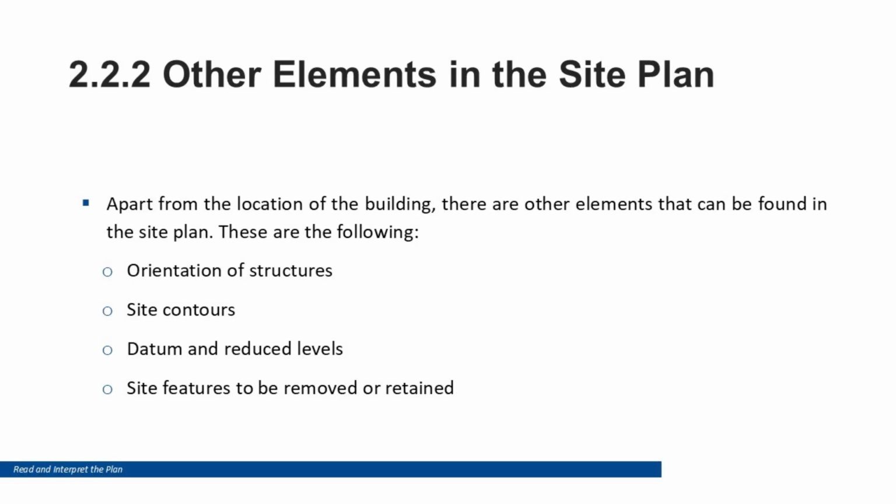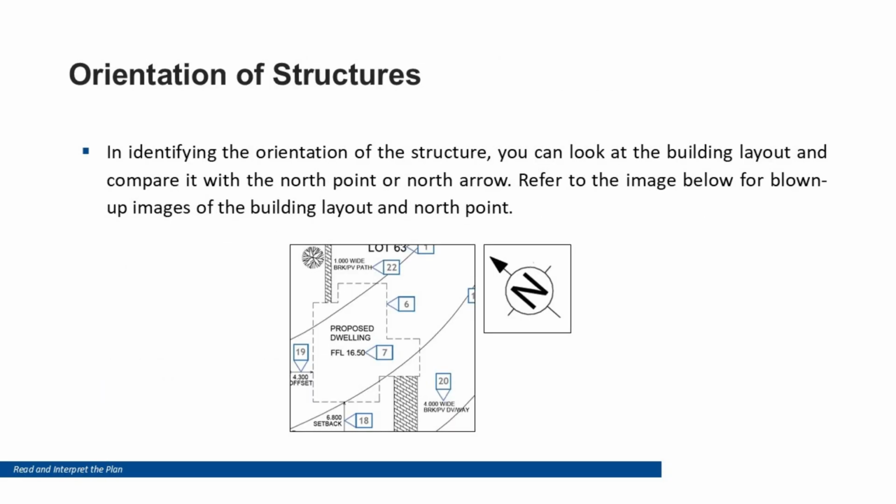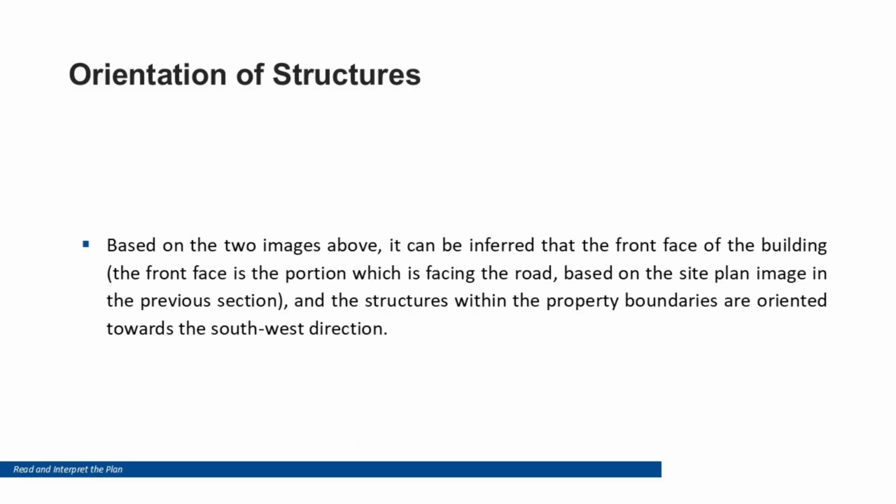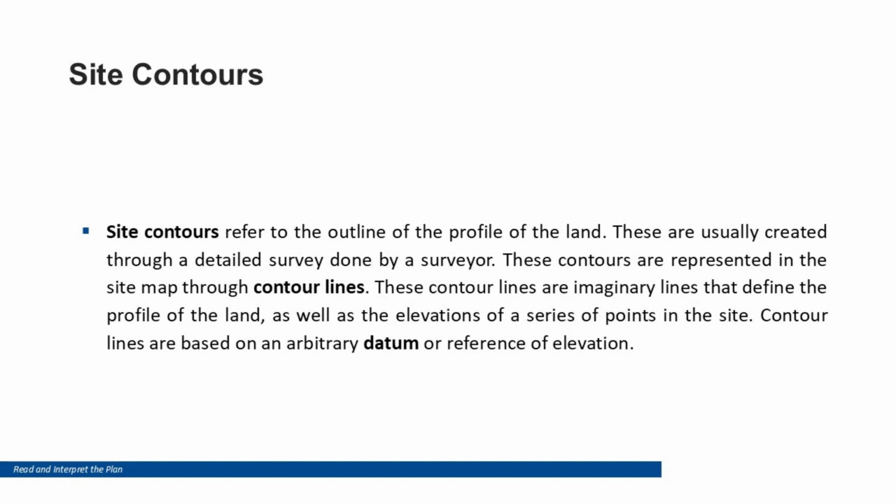Understanding site contours and levels. Site contours represent the shape and slope of the land. Each contour line corresponds to a specific elevation above a designated datum. Widely spaced contours indicate flat terrain. Closely spaced contours show steep ground. A uniform slope is indicated by evenly spaced lines, while irregular spacing shows uneven terrain.